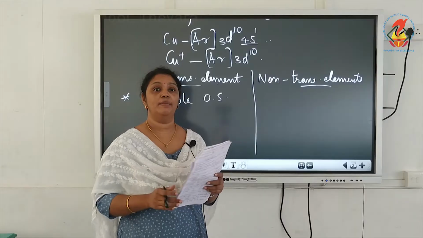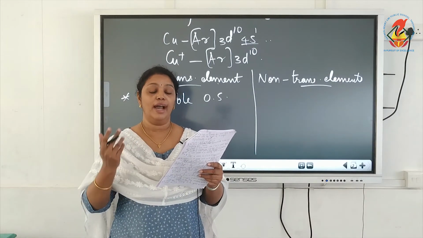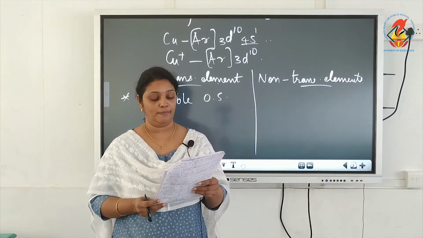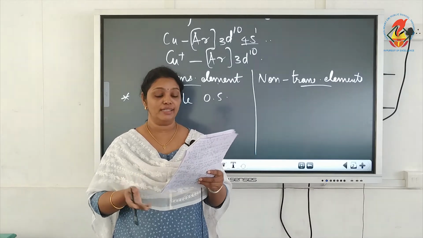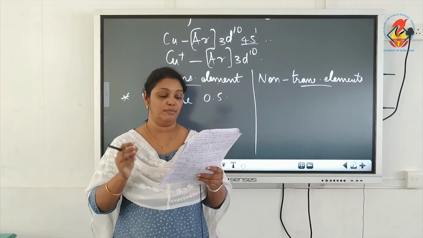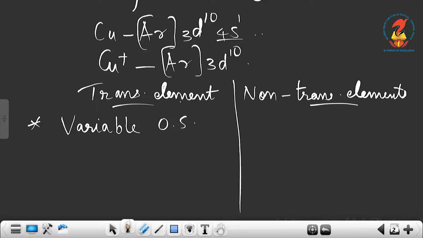Now why do they show variable oxidation state? Because of the involvement of incompletely filled or unpaired n-1d and ns electrons for bond formation. But in the case of non-transition elements, only ns and np electrons can participate in bond formation, so they cannot exhibit variable oxidation state. Here, no variable oxidation state.